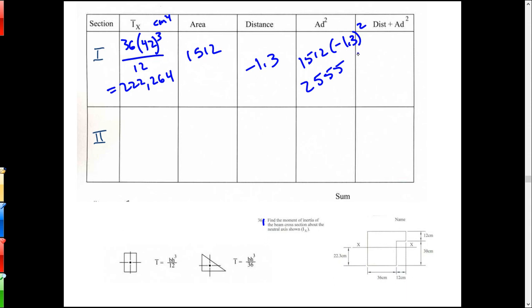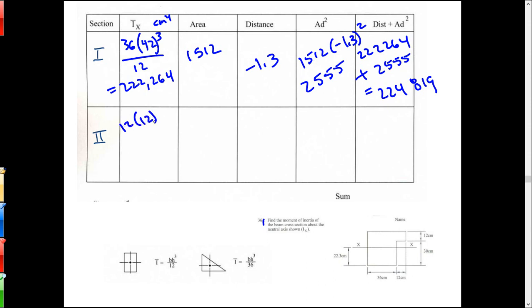So 222,264 plus 2,555, and that'll get you the moment of inertia of the large rectangle about the axis specified, 224,819. And you just do the same thing for the other one.